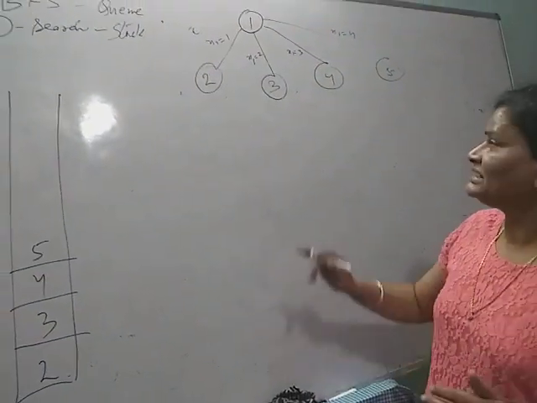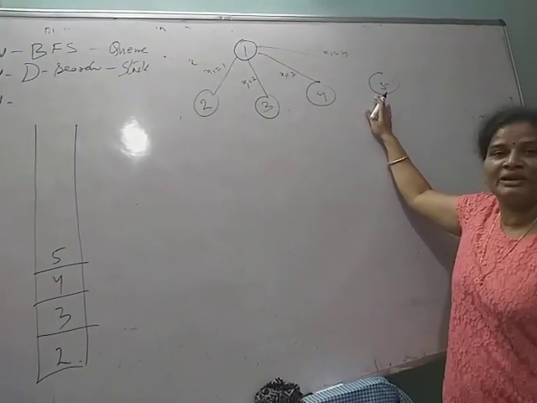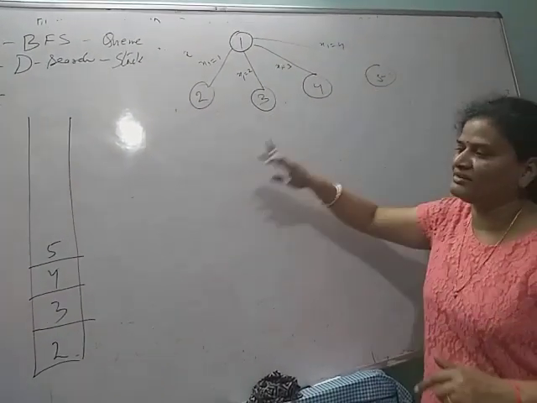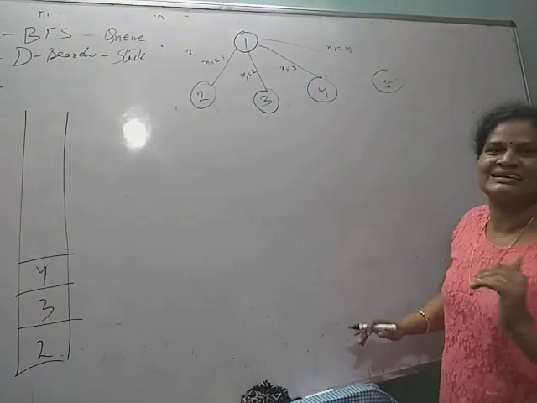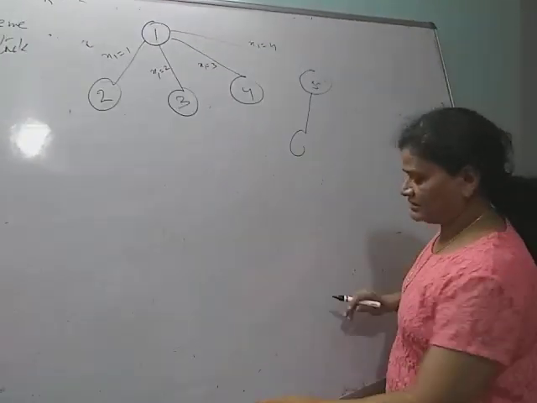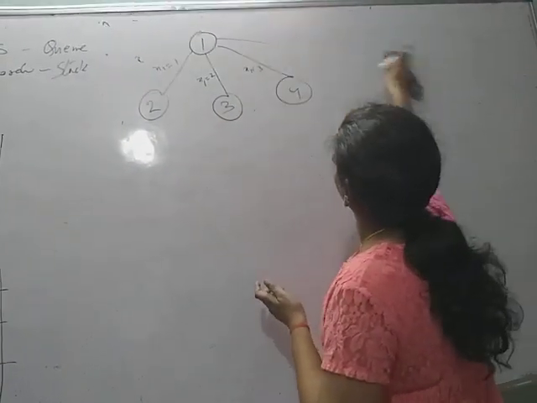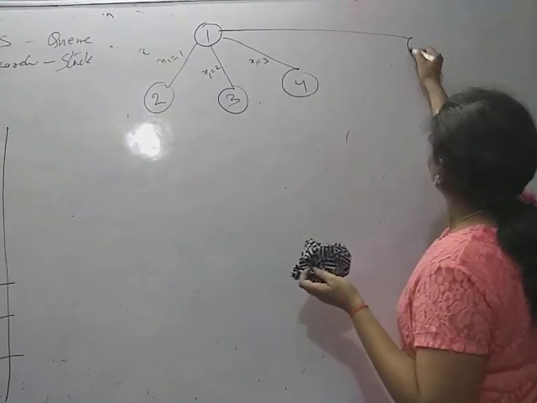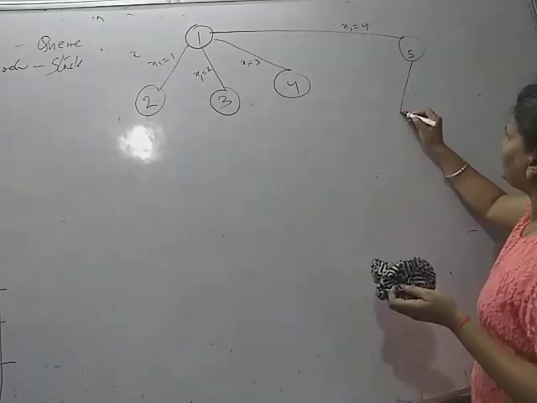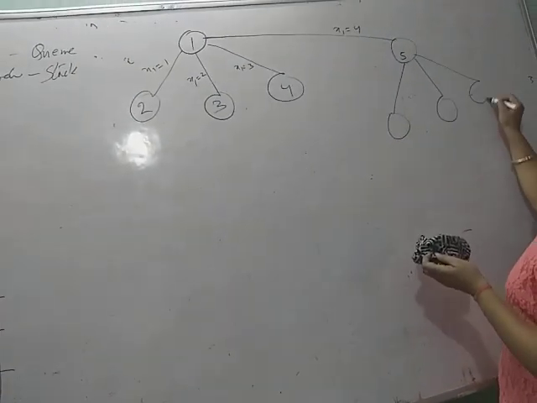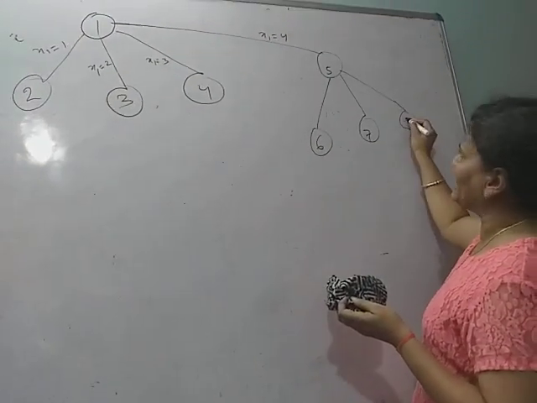So LIFO means last in first out. The last live node will become the next E node. So from the stack, 5 will be popped and 5 will become the next E node. Here there are 3 ways, for X1 equal to 4: 6, 7, 8.